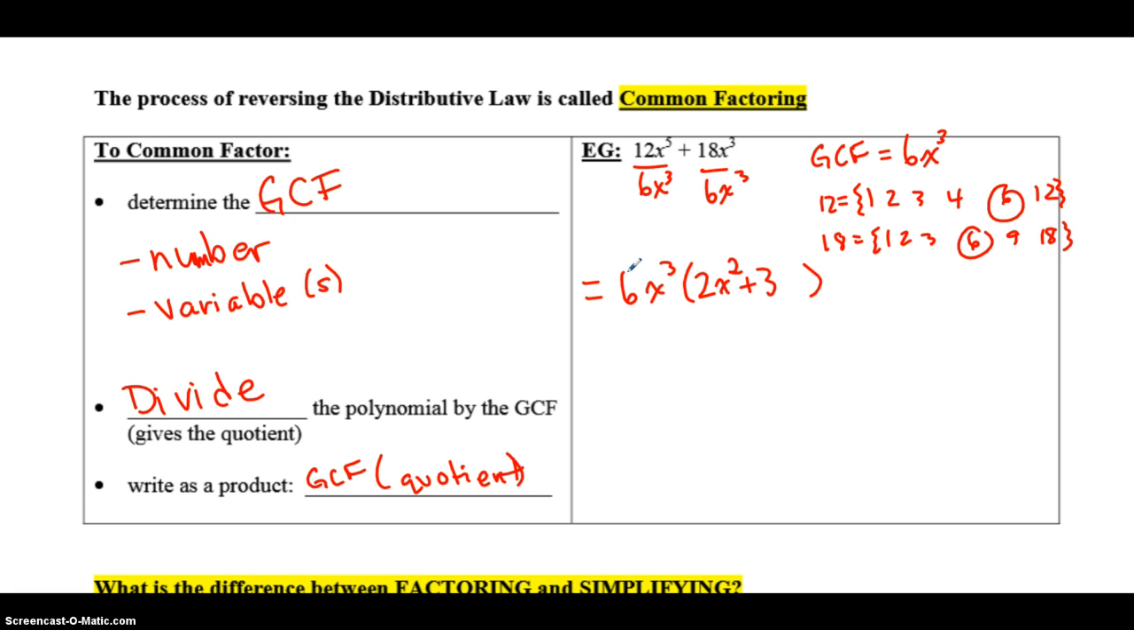You can always do a quick double check by, in your head, multiplying this back in using the distributive law and seeing if you end up with that original question, and you'll know you've got it right.